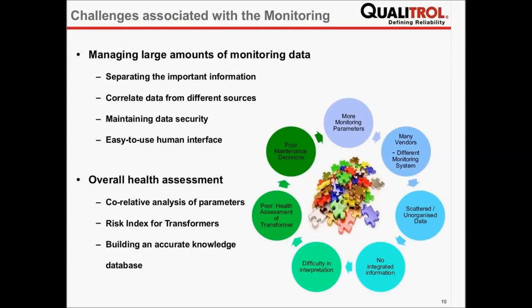So the data which they are getting is scattered and unorganized. This scattered and unorganized data results in no integrated information available to interpret the overall health of the transformer, and a bad interpretation of the health of the transformer results in a poor maintenance decision. So ultimately they think that they are not monitoring enough parameters. They increase the number of parameters and they enter into this vicious cycle.